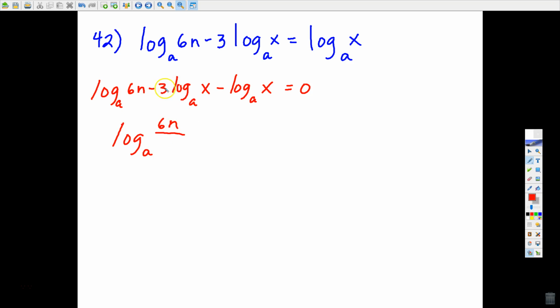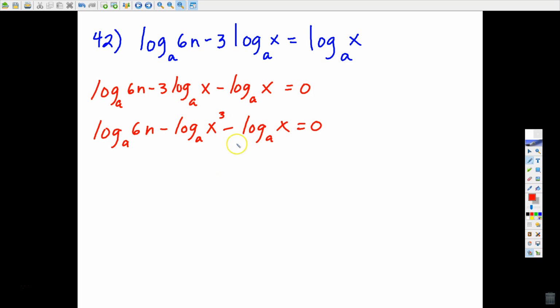Now watch this. I better back up so I won't combine moves here. Remember I said in class that before you can combine logs together you need to clear out any space in front of log. You can't have any numbers in front of log, so let's use the power property here. Log base a of 6n minus log base a of x cubed minus log base a of x equals 0. Okay, that looks better. Now let's use the quotient property to join these two together.